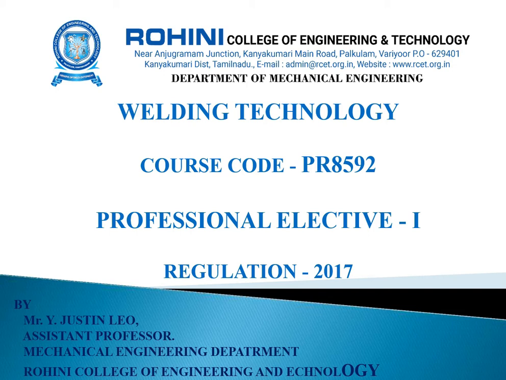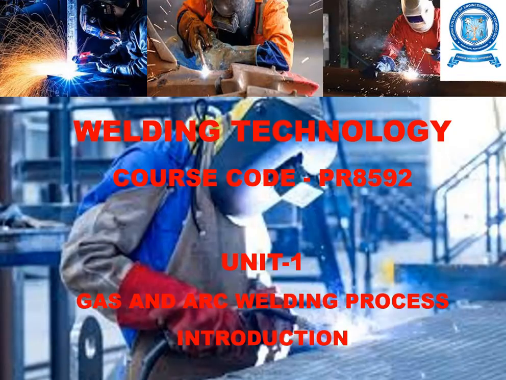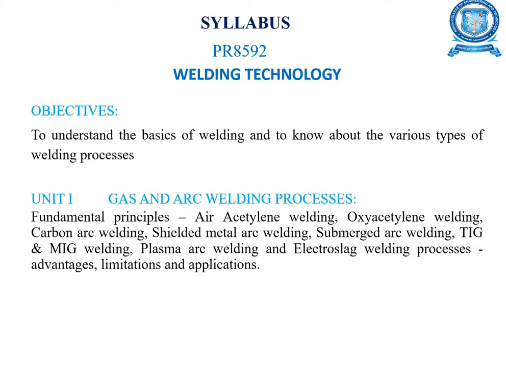And the course code is PR8592, and this is a professional elective subject for the regulation 2017. So in this video lecture, we'll be studying about gas and arc welding process, Unit 1. And before going in depth to the chapter, the syllabus, and you have the objectives.